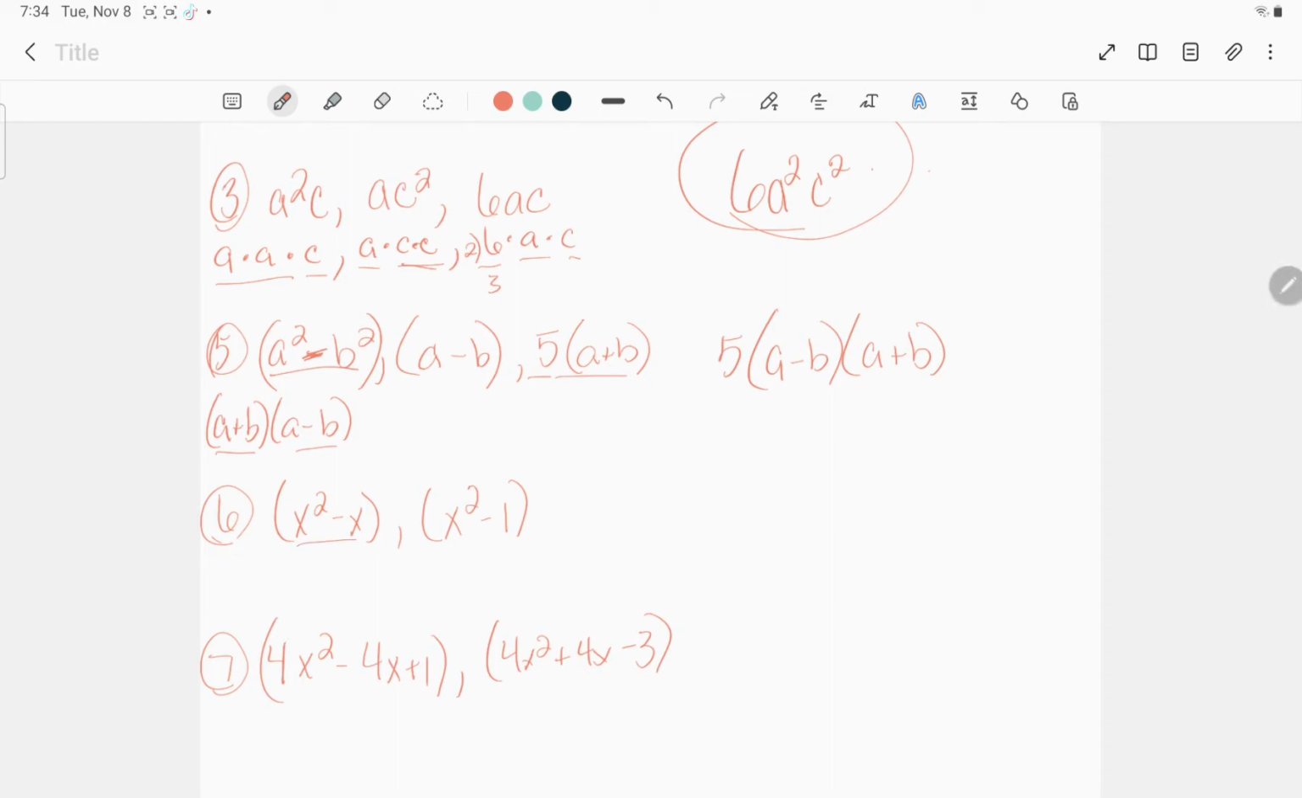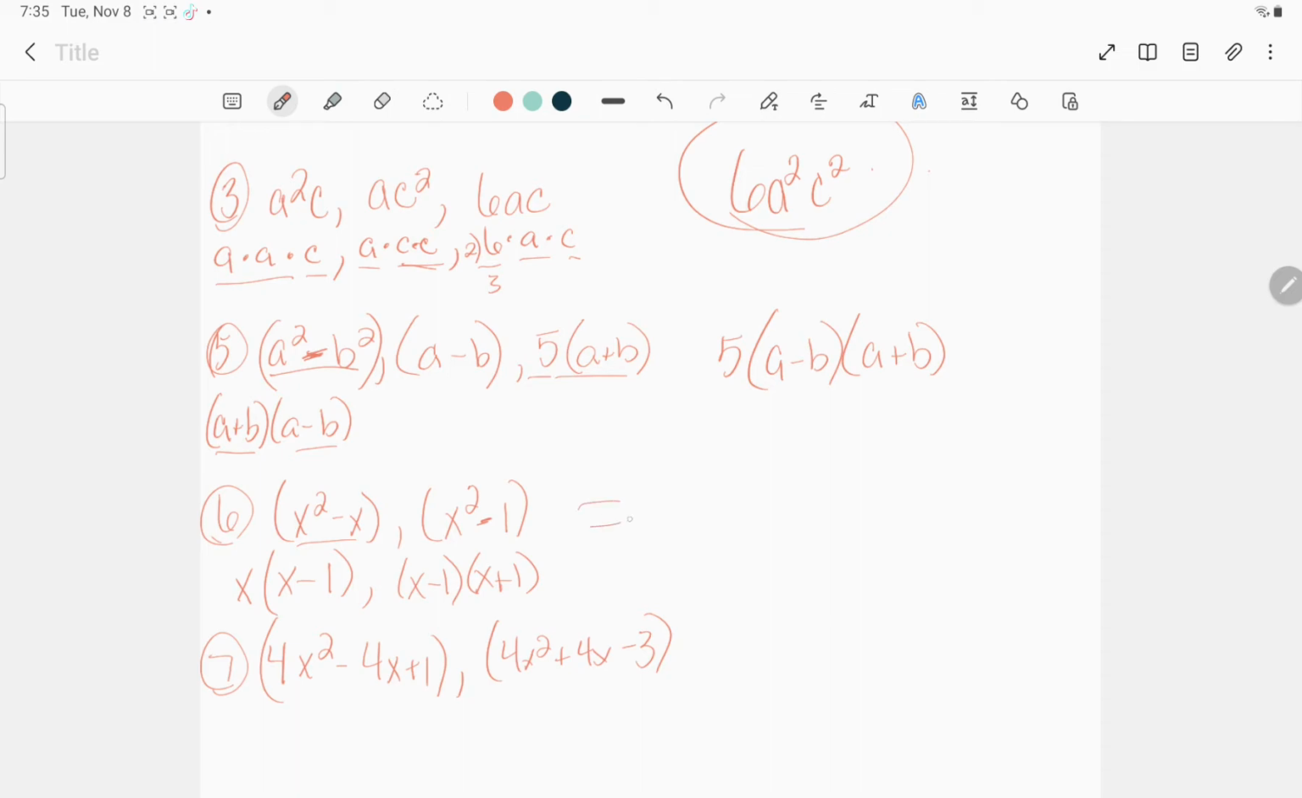So first thing I'm going to do is factor this out. My common factor is x. So I factor out my x, which leaves me with x minus 1. And in this one, again, it's separated by a negative sign. And I could take the square root of both of those. So that is a difference of 2 binomials. So it separates out into x minus 1 times x plus 1.